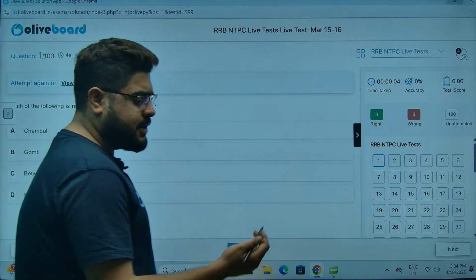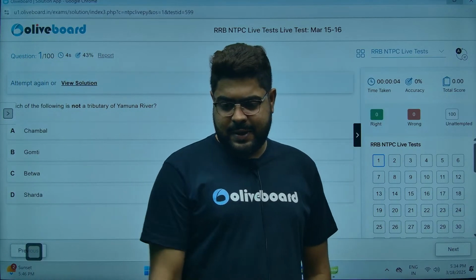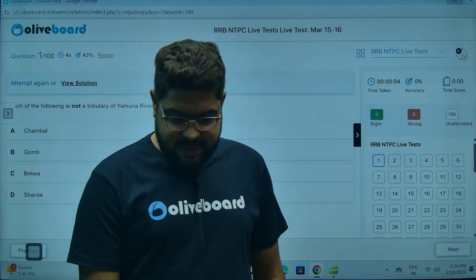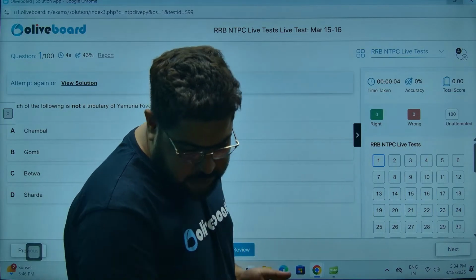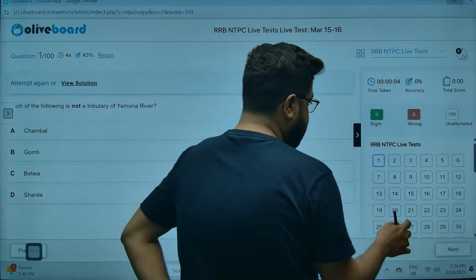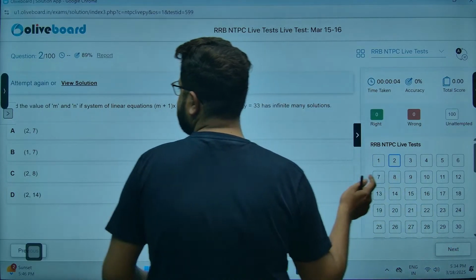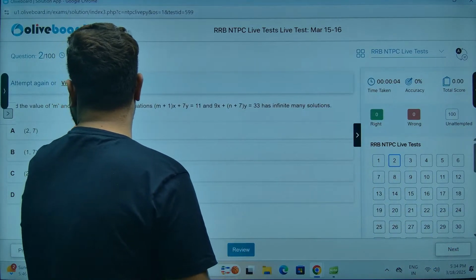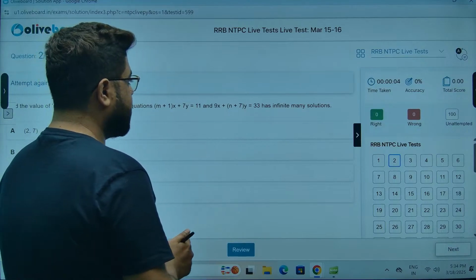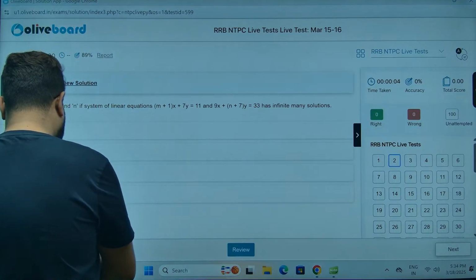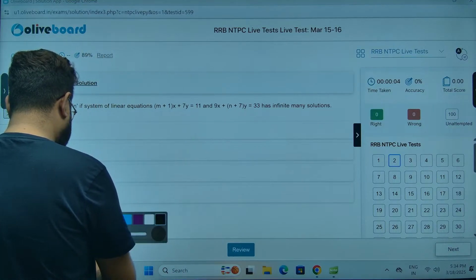NTPC mock analysis. First of all, how did the mock go? Perfect. Somnath, thank you so much, brother, for confirming. So, questions. First question is this. I guess you guys can see this, right?